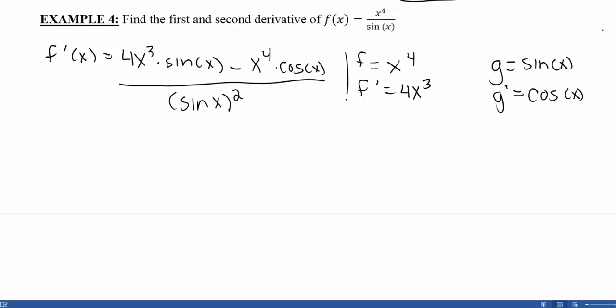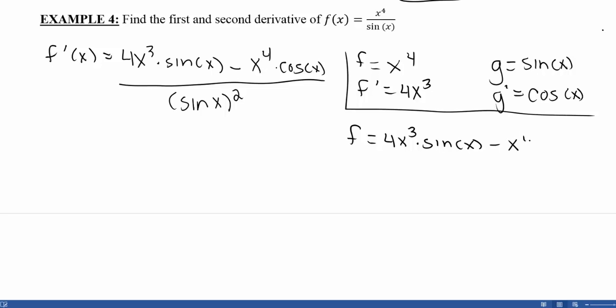So my first derivative wasn't so bad. I was able to easily find the derivatives I needed and plug them into the formula. However, looking at this, you might start to get a sense that the second derivative is going to be a little more complicated. So again, I need to take the derivative of the first derivative. So my f is going to be the numerator. So here, my f is 4x cubed times sine x minus x to the 4th cosine x.